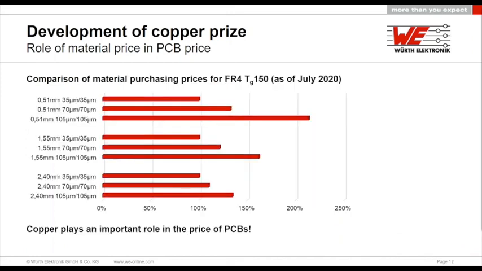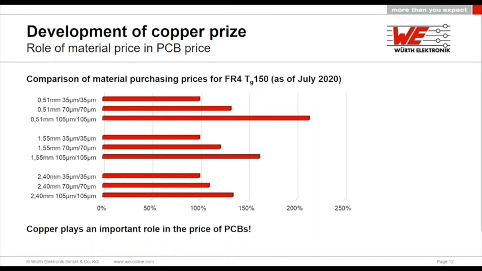Why is this important for you? Because the cost of copper is actually a big factor for the PCB itself. And I've taken 3 different substrate thicknesses here and compared the prices with different copper claddings. So I used 0.51 millimeter substrates, 1.5 millimeter and 2.4 millimeter substrates, and always had a look at 35, 70 and 105 micron copper cladding on both sides.